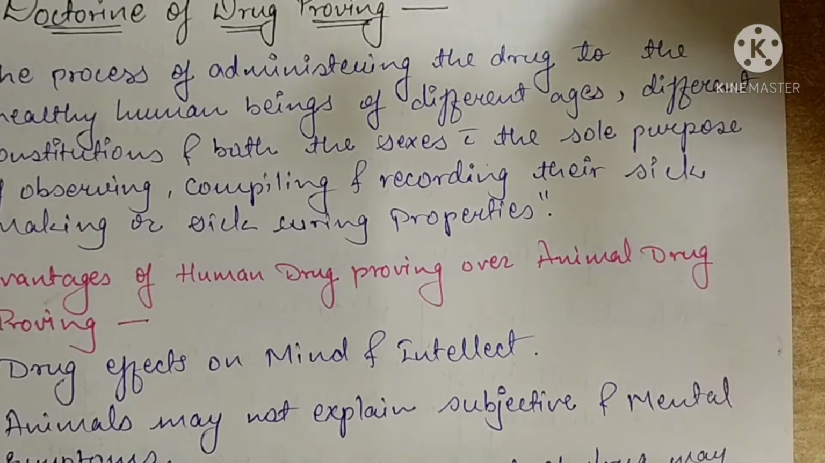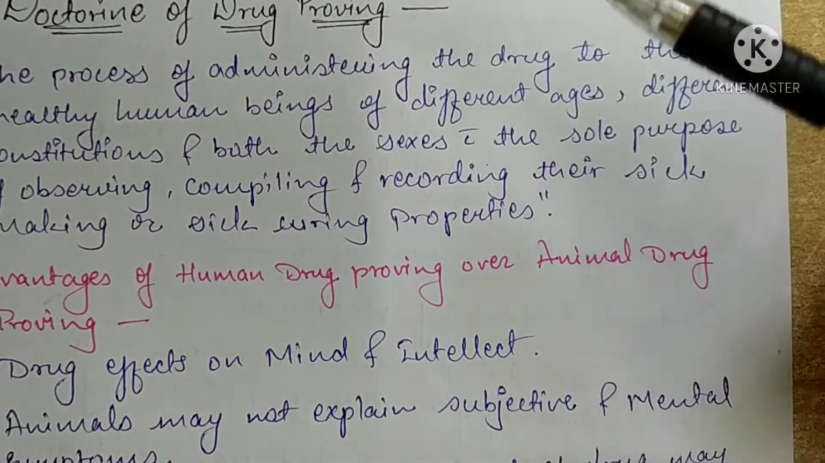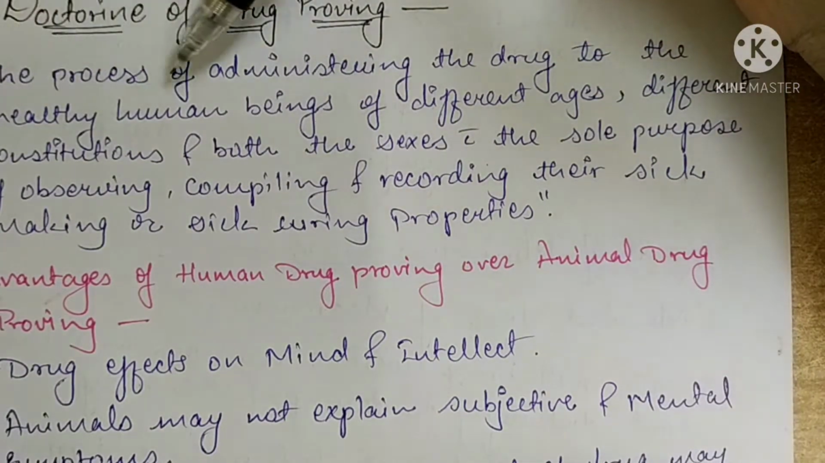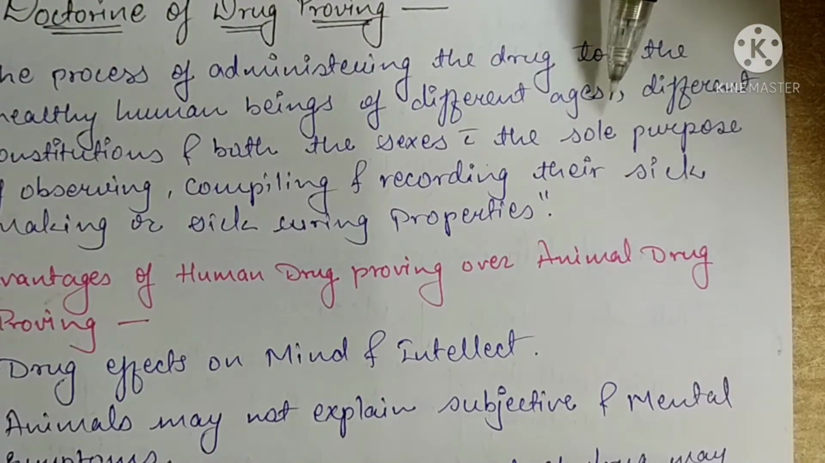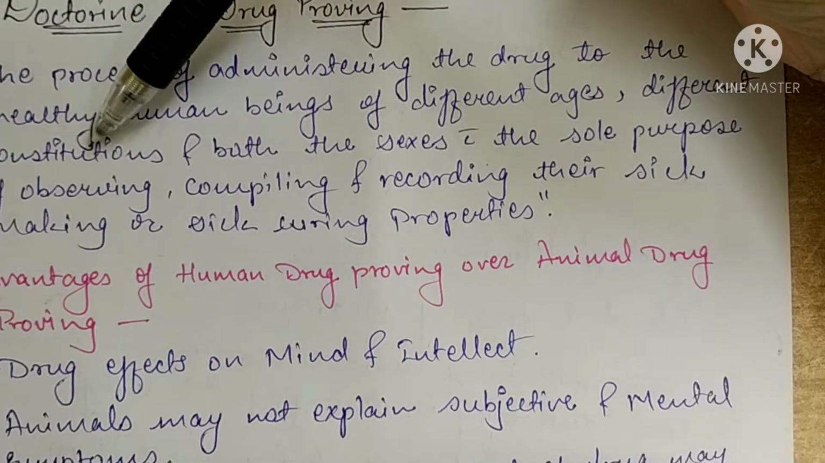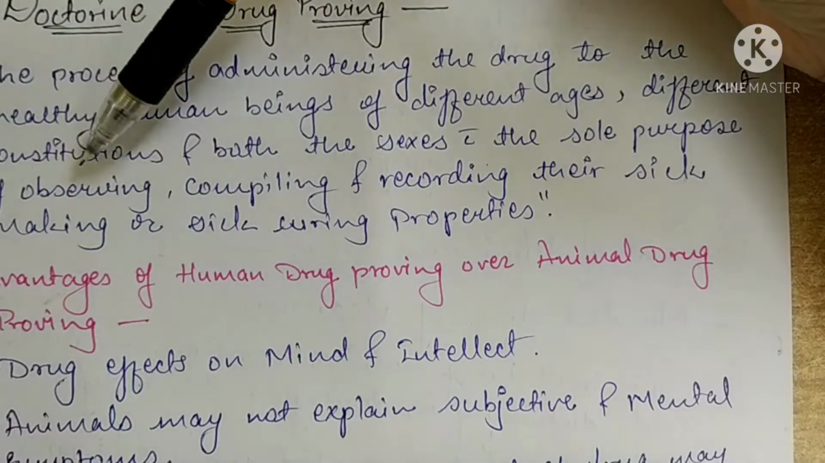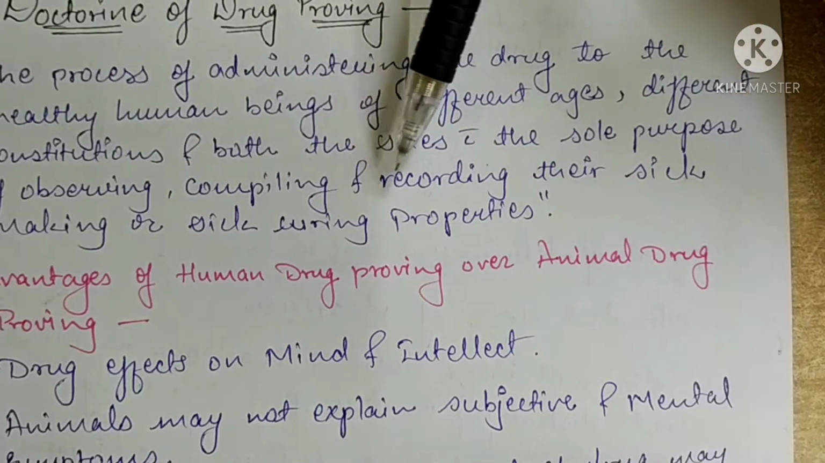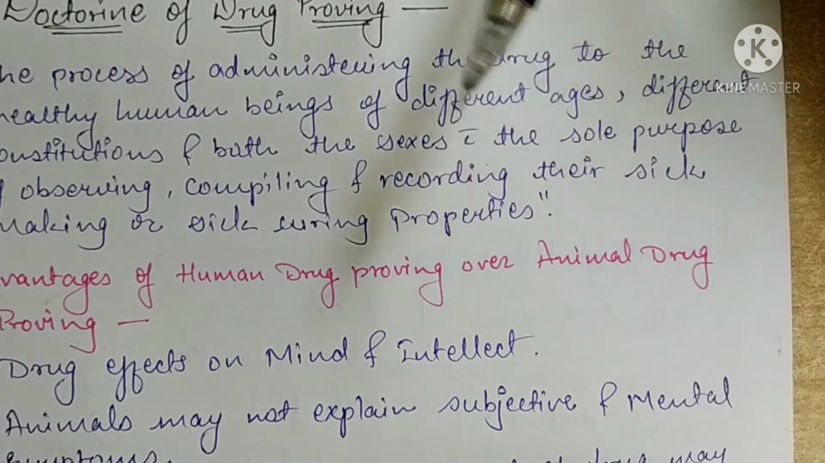Let's see the fourth law. What is the definition of homeopathic drug proving? It is the process of administering the drug to healthy human beings of different ages, different constitutions and both the sexes, with the sole purpose of observing, compiling and recording their sick making or sick curing properties.